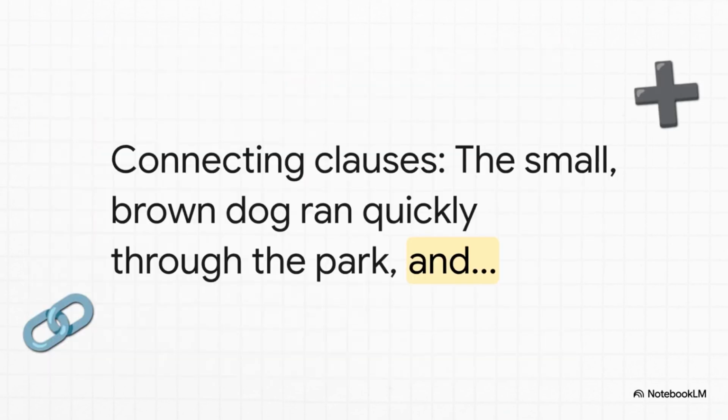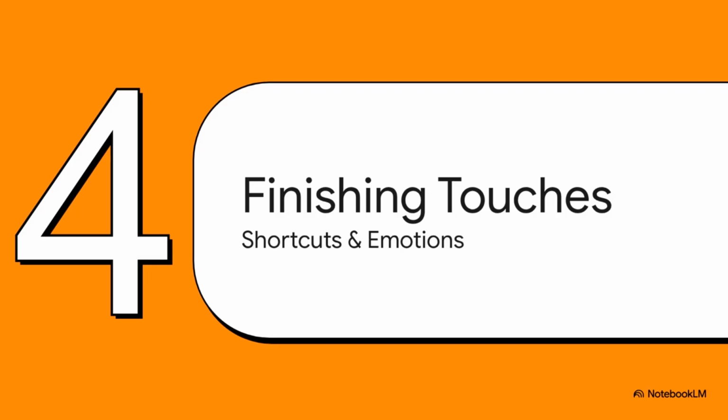yet, and so. Let's use one right now to connect our sentence to a totally new idea. We add a little comma, then the word and, now we're ready. We're ready to add a second action, a second clause, and build a much more complex thought. We're almost there. Our sentence structure is getting big and detailed.